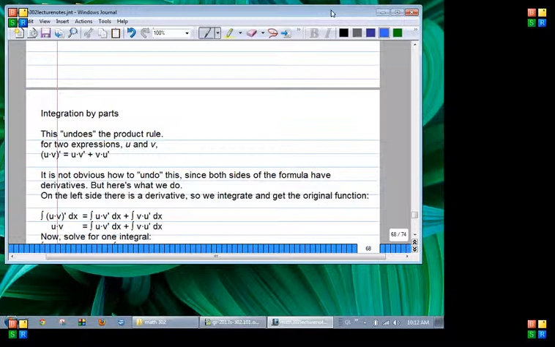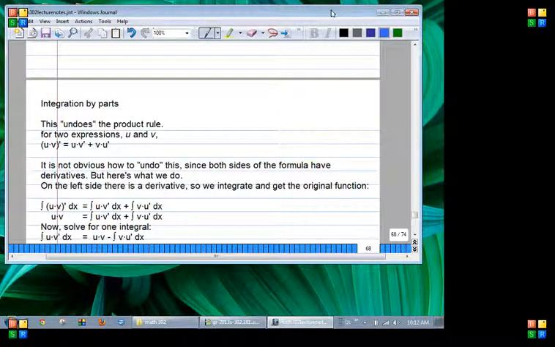Okay. So you get this. Now I'm going to solve for one integral. So what we wind up with is this expression: the integral of u times v prime dx equals uv minus the integral of v times u prime dx. So far, every individual step should make sense, but you should be thinking, well, what good is this? One more step before I talk about what this is good for.